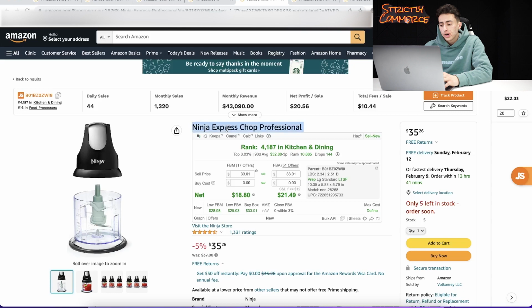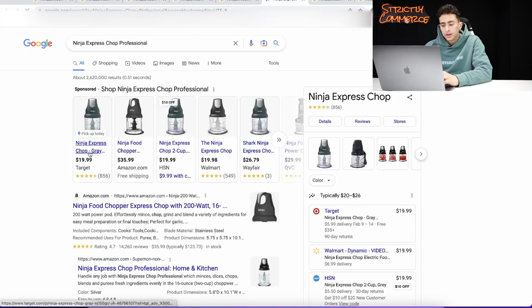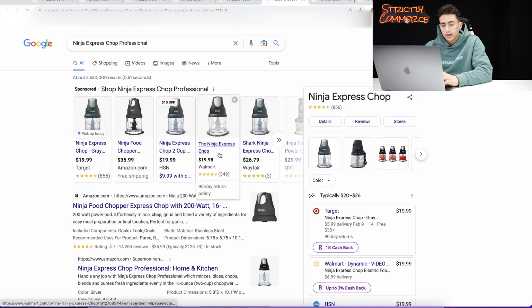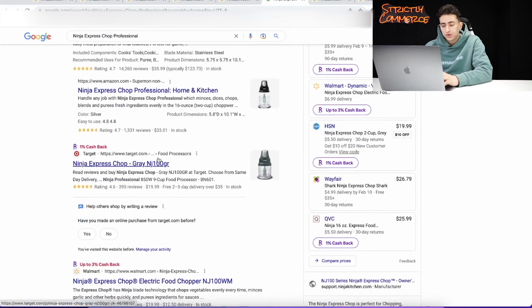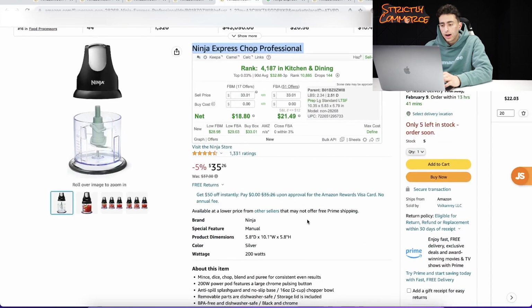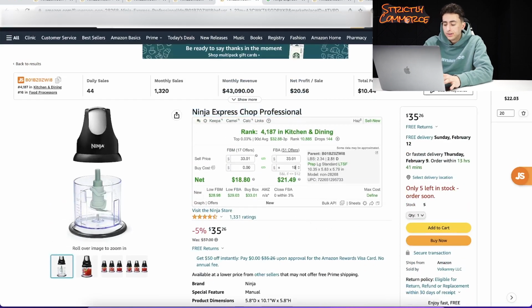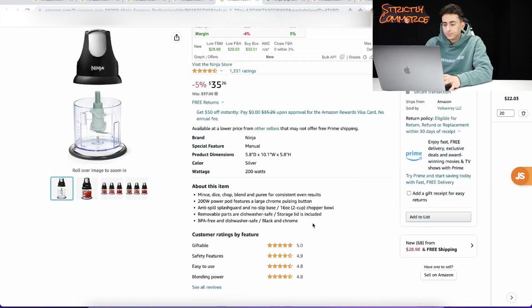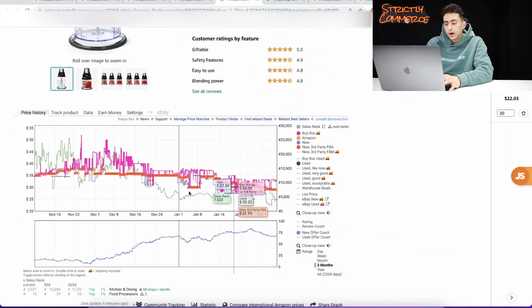So right here we have this Ninja, pays out $21. I think this is going to be kind of tight off the bat. Yeah, see, it's 19 on Target, 19 on Walmart. So these guys basically drown this out already, because there's only 21. I mean, you can make money on it, but this is really tight. Let's check Keepa. Yeah, the price is on a decline.